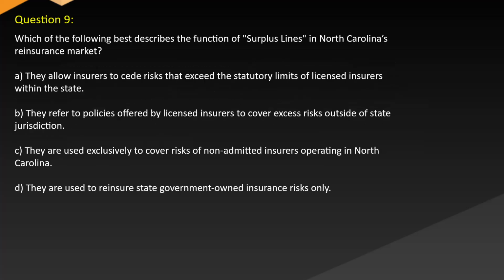Question 9. Which of the following best describes the function of the surplus lines in North Carolina's reinsurance market? A. They allow insurers to cede risks that exceed the statutory limits of licensed insurers within the state. B. They refer to policies offered by licensed insurers to cover excess risks outside of state jurisdiction. C. They are used exclusively to cover risks of non-admitted insurers operating in North Carolina. D. They are used to reinsure state government-owned insurance risks only.